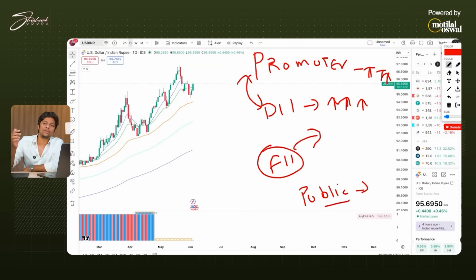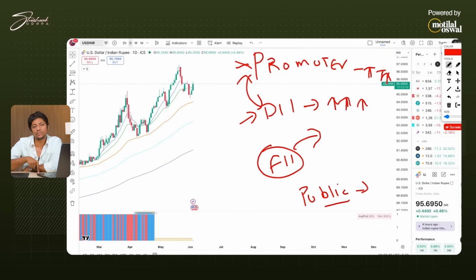Promoter is also happy that a foreigner is coming and taking stake in my company. Definitely I'll sell him something. Chalo, let's assume promoter says, I don't want to sell. Okay, then he will have to buy from the DII. Now, DII is your own money. In fact, when the FIIs come back in, you don't want the DIIs to sell.